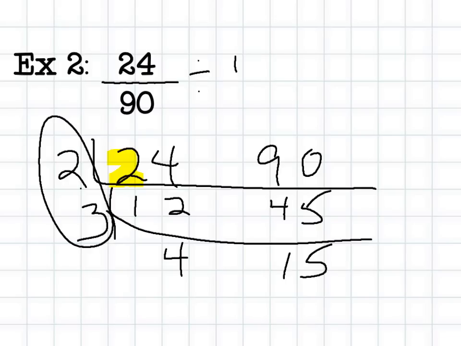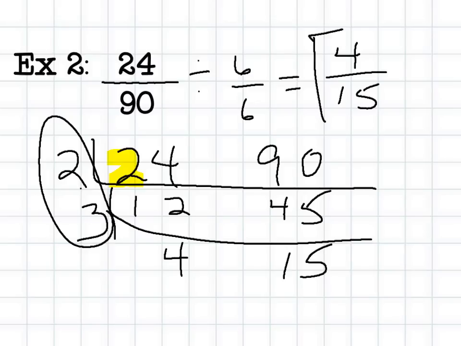Divide them both by 6. 6 goes into 24 4 times, 6 goes into 90 15 times. So our lowest terms is 4/15. Notice when you finished your factor ladder, on the bottom you have the fraction. You have 4/15.